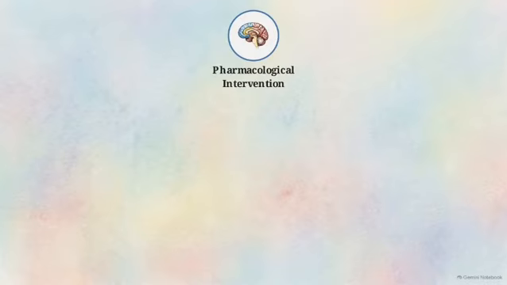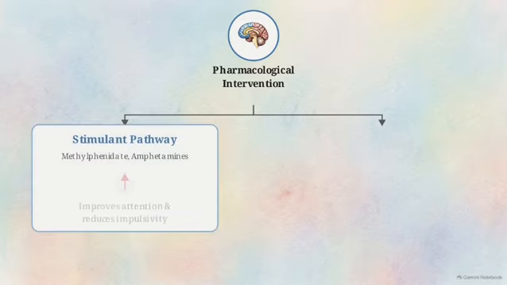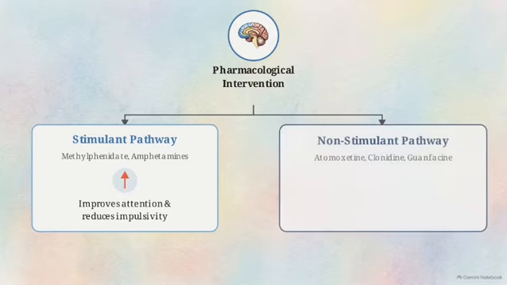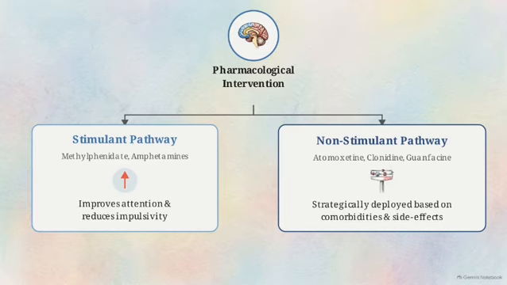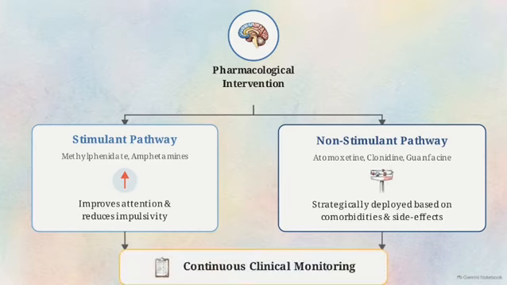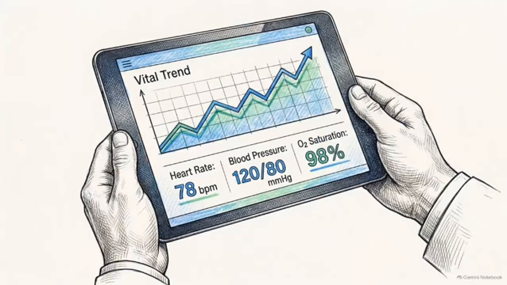The fourth quadrant is pharmacological intervention. This chart shows 2 primary pathways. The stimulant pathway, utilizing medications like methylphenidate, improves attention and reduces impulsivity. The non-stimulant pathway, including atomoxetine and clonidine, is strategically deployed based on comorbidities or side effect profiles. Because these medications alter brain chemistry, any ADHD pharmacotherapy requires mandatory, continuous clinical monitoring.